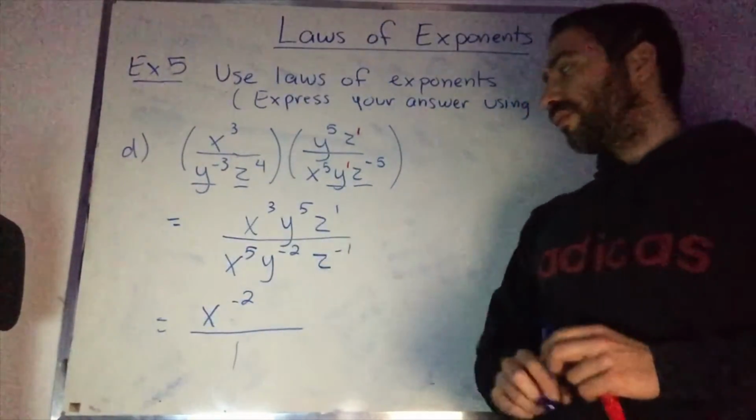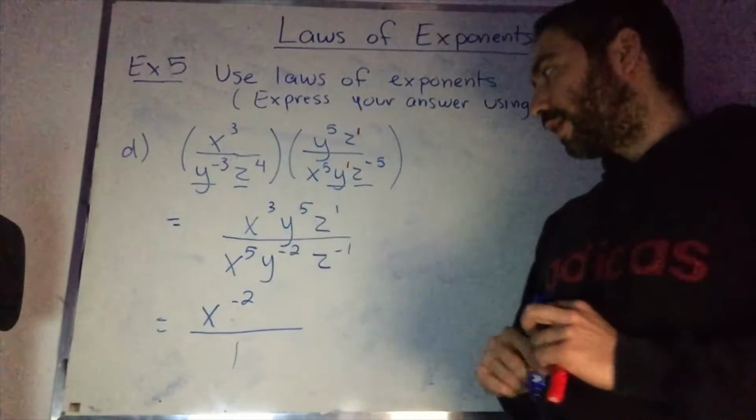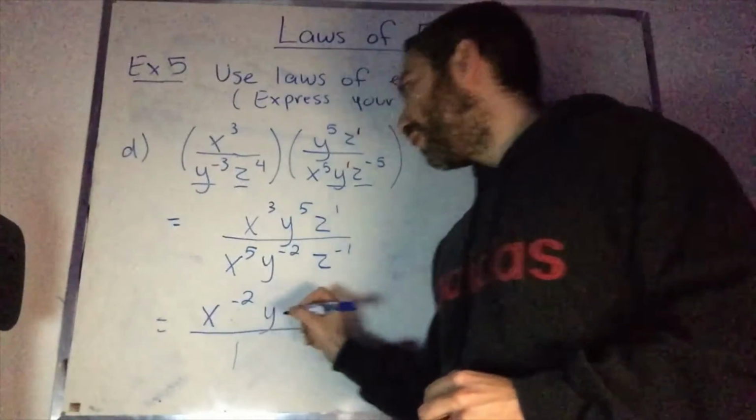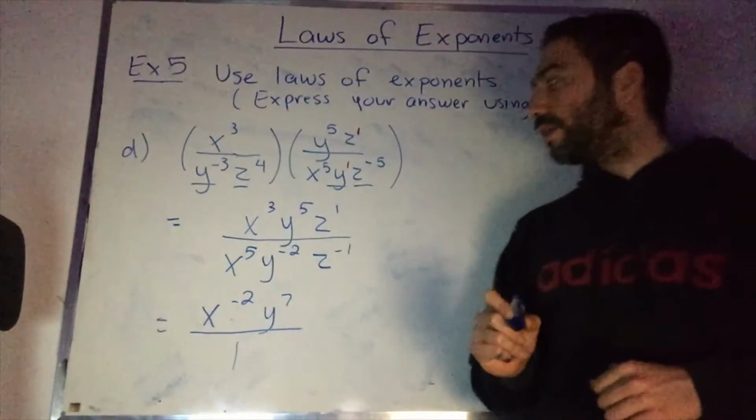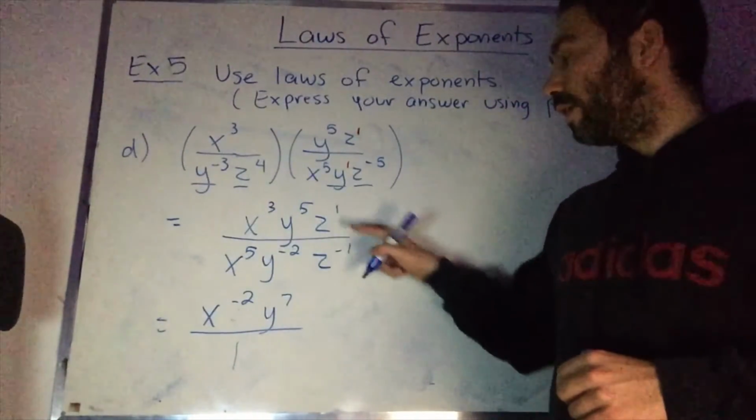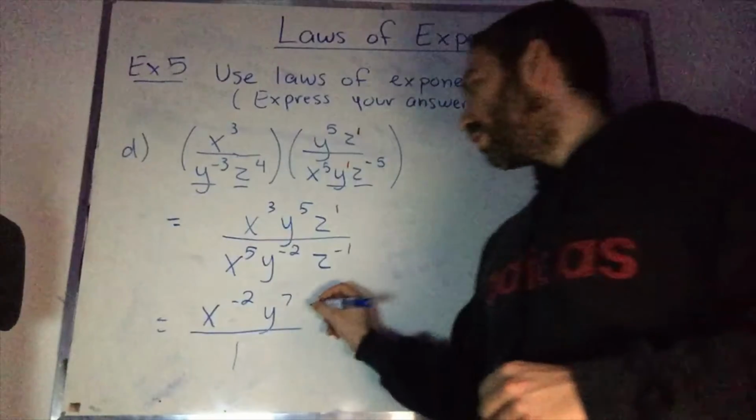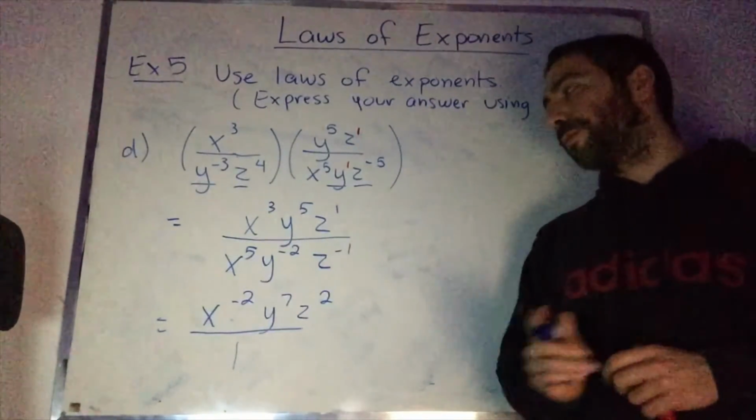Y to the 5 over y to the negative 2. You subtract the exponents. 5 minus negative 2. Be careful here. If you're thinking 3, that's wrong. The answer is 7. Double check on your calculator. Be careful with the negatives. Those are the most common mistakes in these types of problems. Lastly, we have 1 minus negative 1, so it gives us again z to the 2. They don't cancel each other.